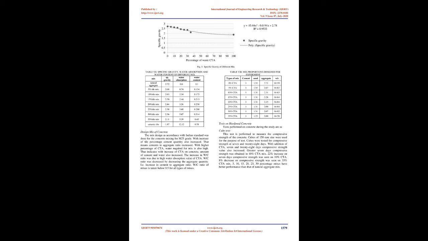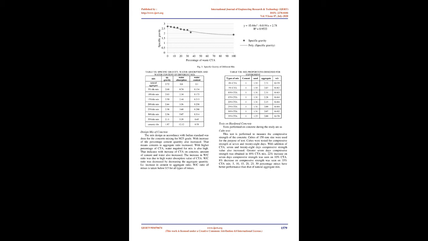Aggregate impact value. This test gives relative measure of resistance of an aggregate to impact load. The test performed was based on IS 2386 Part V Clause 4. The results of physical tests were used in the design process. The obtained mix design ratios are tabulated.